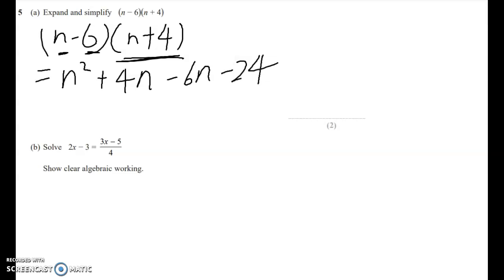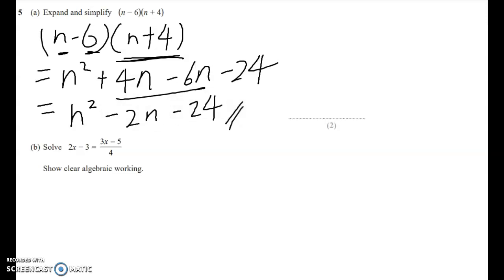And again, we can further simplify it because that's not the end. We can see that there are some like terms here. So essentially that would now become n squared, minus 2n, and minus 24. And that would be the final answer of this question. Remember, we need to make sure that all the like terms are being added up or subtracted if there are any. Otherwise, it's not the final answer. You won't get the full mark.